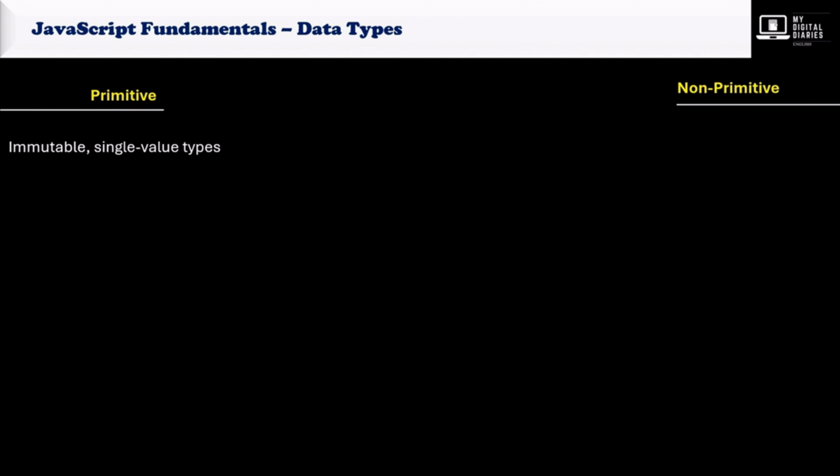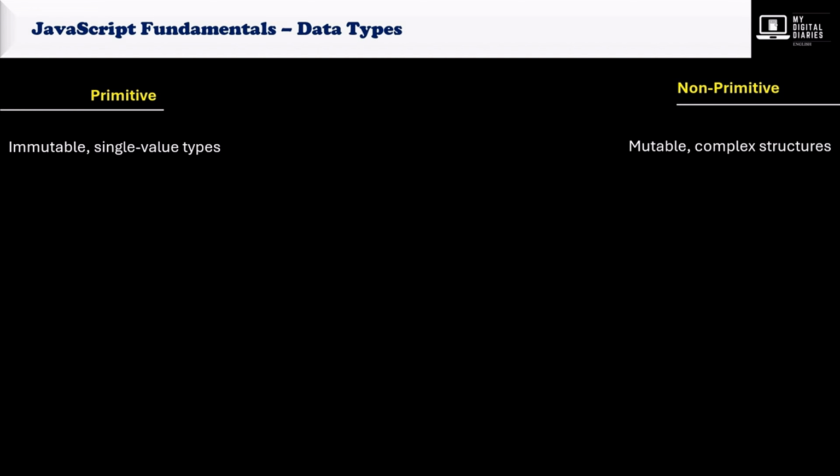Now let's talk about one of the key core pillars of JavaScript, that is data types. Majorly we have two types of data types, primitive type and non-primitive type. When you talk about a primitive type, these are immutable single value types. Immutable means when you change a primitive, you are really creating a new value. You are not modifying the old one.